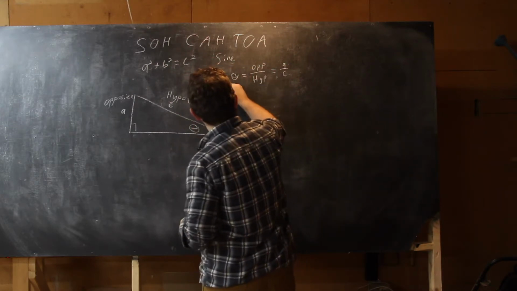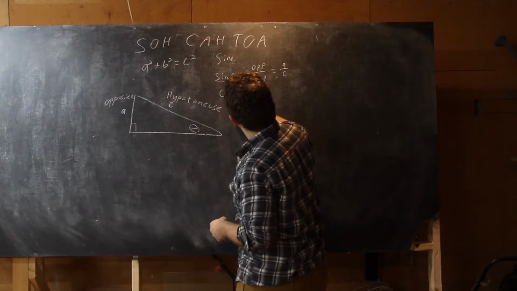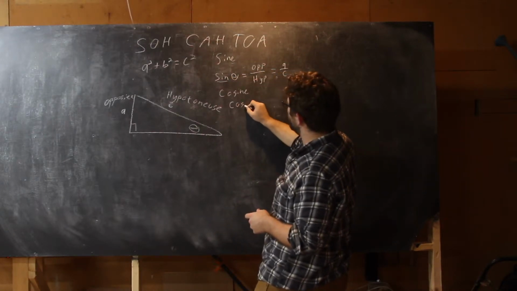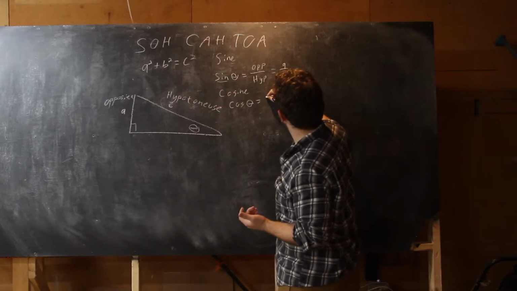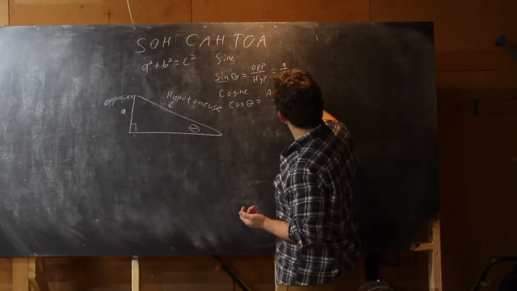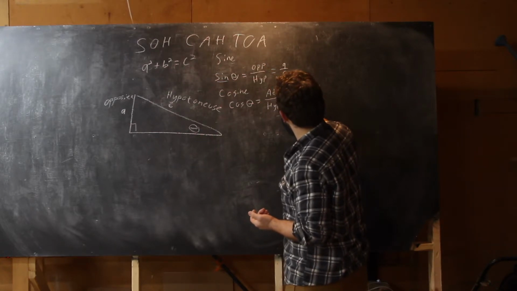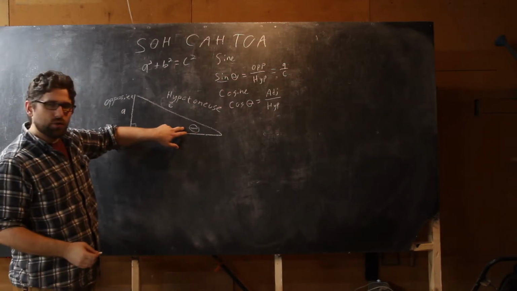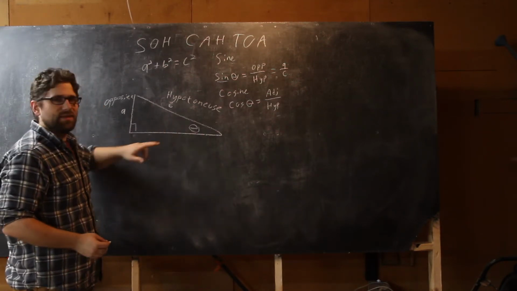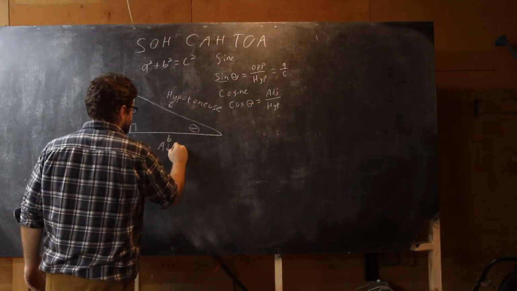CAH is cosine. So cosine is COS. That's what it's going to look like on your calculator. Cosine of theta is equal to adjacent. That's what that A stands for. Adjacent over hypotenuse. The adjacent side is the side next to the angle that is not the hypotenuse. So this is your B. This is your adjacent.